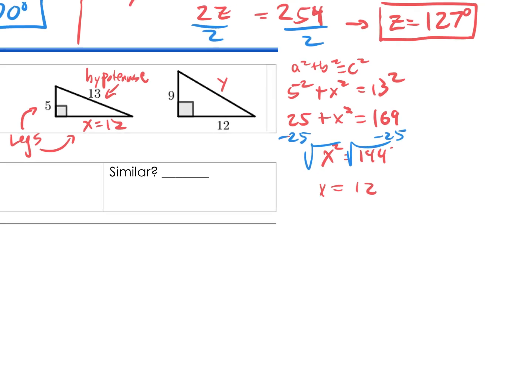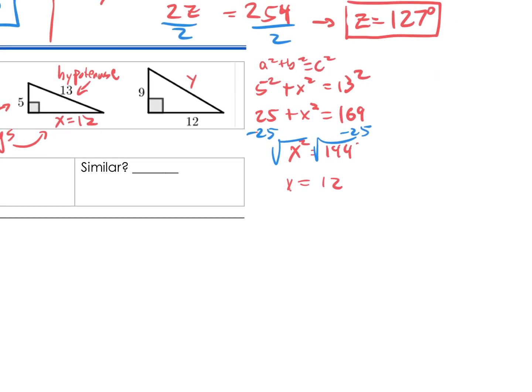Now, if we have a right triangle, we've got 9, 12, and y. So let's try that out. So we've got 9 squared plus 12 squared equals y squared. And this is 81, and 12 times 12 is 144. Add those together, 245.